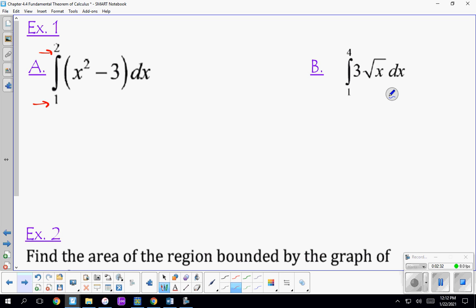For our first example, this is a definite integral because there are upper and lower bounds, and it just says find the area under this curve from 1 to 2. If we were to draw a picture, we would get something that is not geometric, so we must use the fundamental theorem of calculus, which says let's integrate this first.